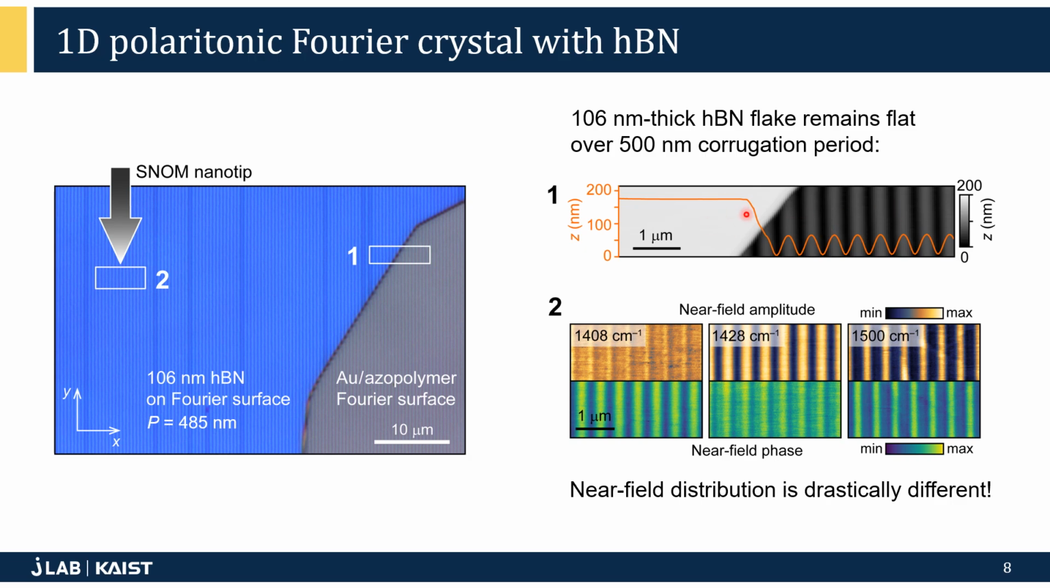The near-field images measured far from the hBN edge to preserve an effectively infinite Fourier crystal configuration are shown here. Both amplitude and phase of the near field are significantly different at different frequencies within the upper Reststrahlen band of the hBN. This means that phonon polaritons experience very different propagation regime in the Fourier crystal depending on their momentum.